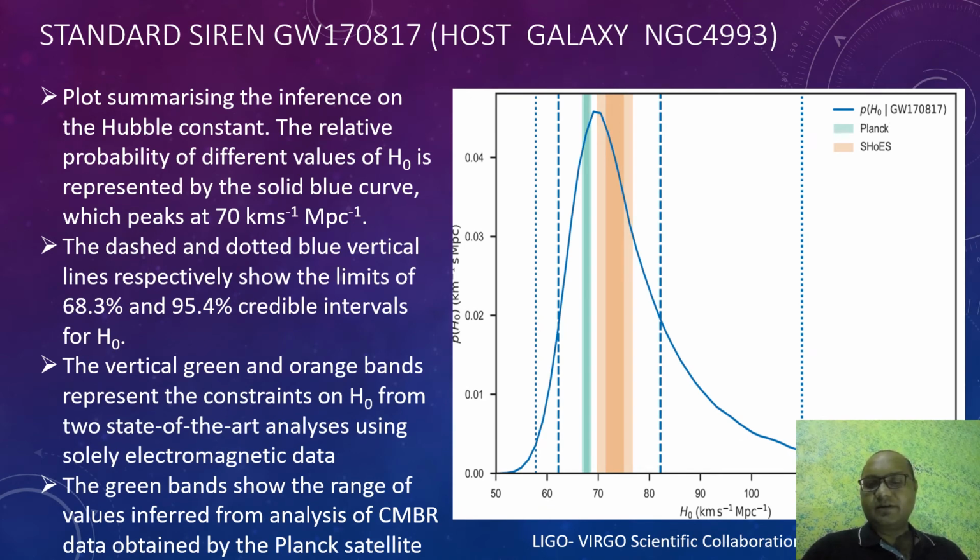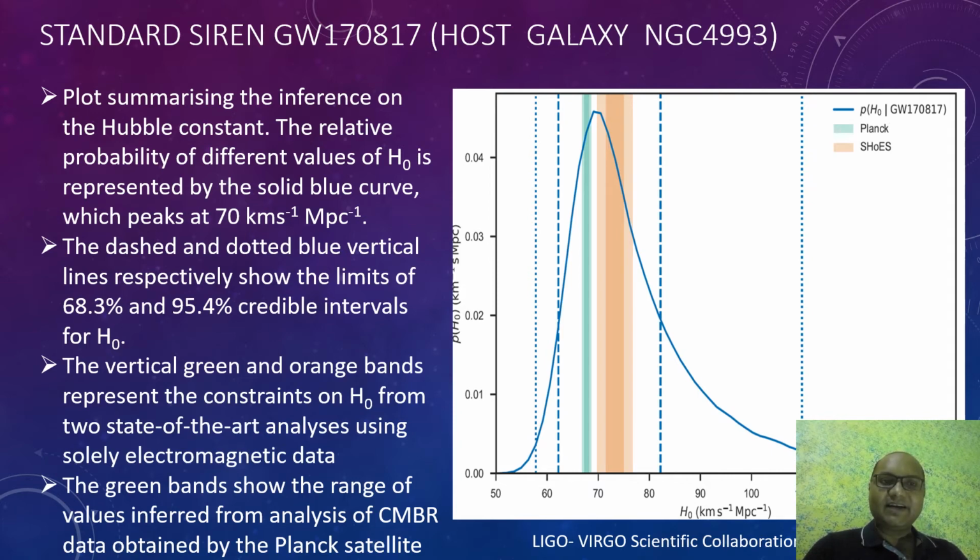The LIGO-Virgo Scientific Collaboration has presented this plot summarizing the inference on the Hubble constant. The relative probability of different values of H0 is represented by the solid blue curve, which peaks at 70 kilometers per second per megaparsec. The dashed and dotted blue vertical lines represent the limits of the 68.3% and 95.4% credible intervals for H0.